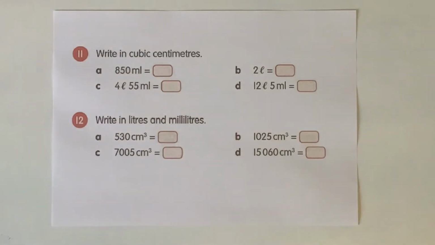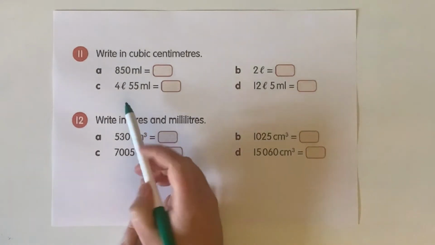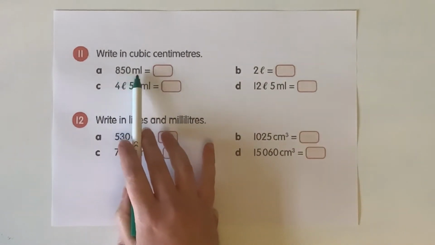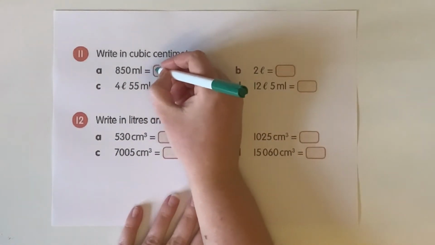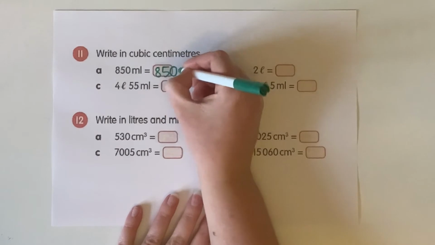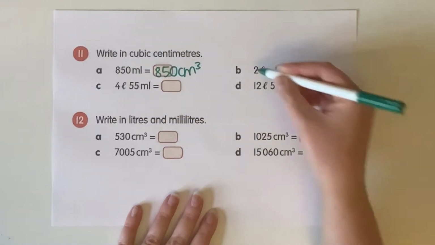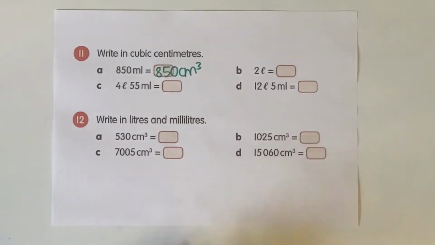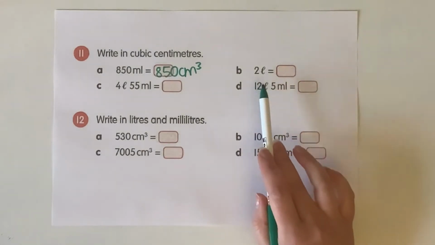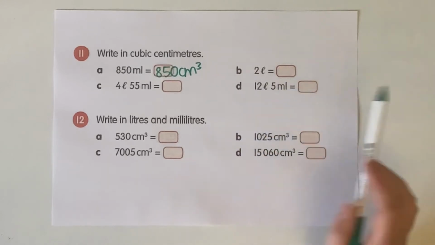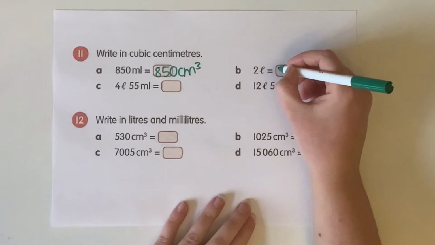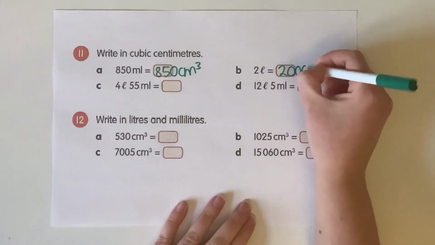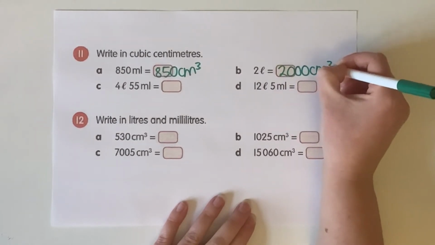Okay, let's see how you got on. So 11A was 850 millilitres. If I convert that into cubic centimetres, it would be 850 cubic centimetres. B, 2 litres. Here I need to think, what is 2 litres the same as in millilitres? So 2 litres would be 2,000 millilitres. So in cubic centimetres, it would be 2,000 cubic centimetres.